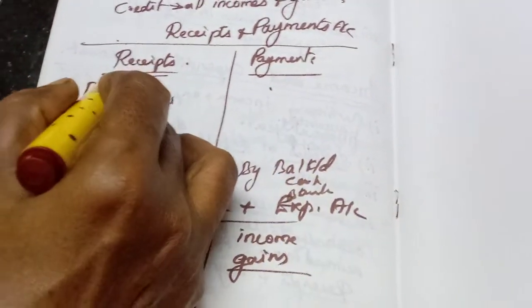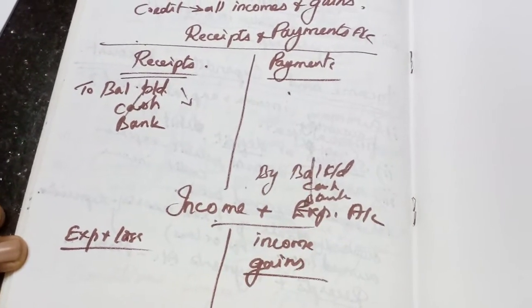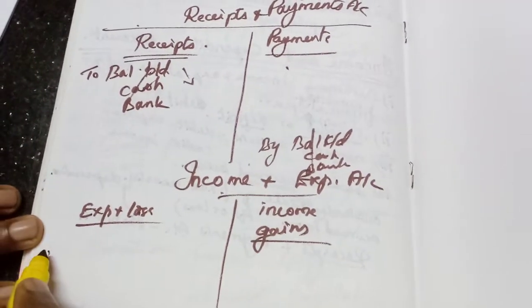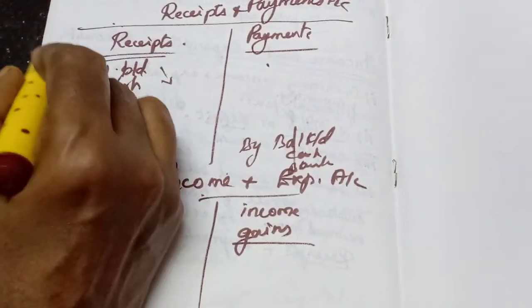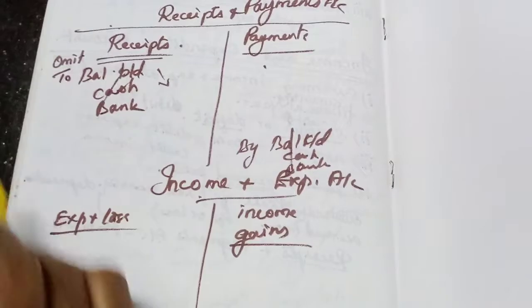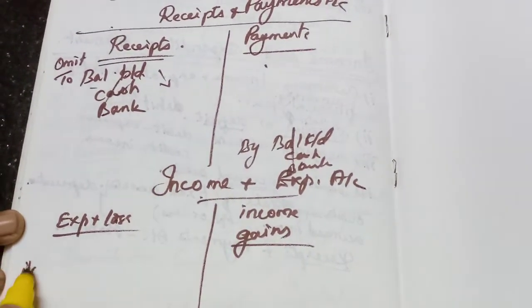So this should be omitted in the income and expenditure account. That is the first step. In the preparation of the income and expenditure account, we should omit the opening balance and closing cash balance.